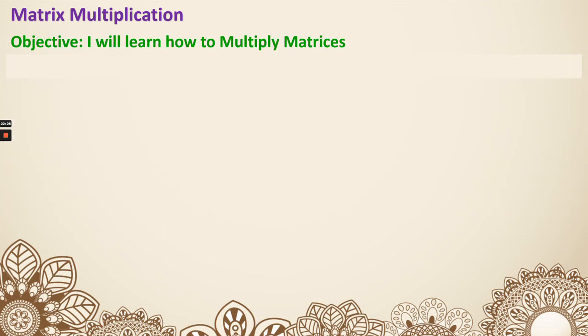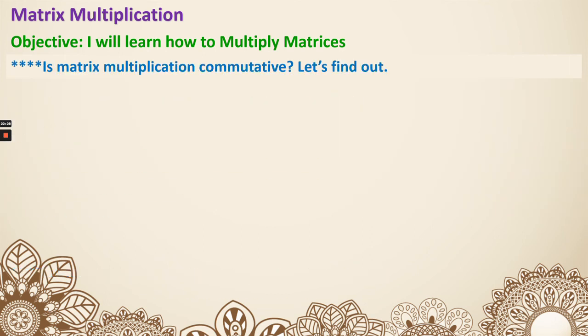Now the last part of today's lesson. Is matrix multiplication commutative? Let's find out. So commutative means, for example, addition is commutative. Like 2 plus 3 is the same as 3 plus 2. You can flip them around. You can move them around. Or multiplication is also commutative. 2 times 3 is 6, which is the same as 3 times 2.